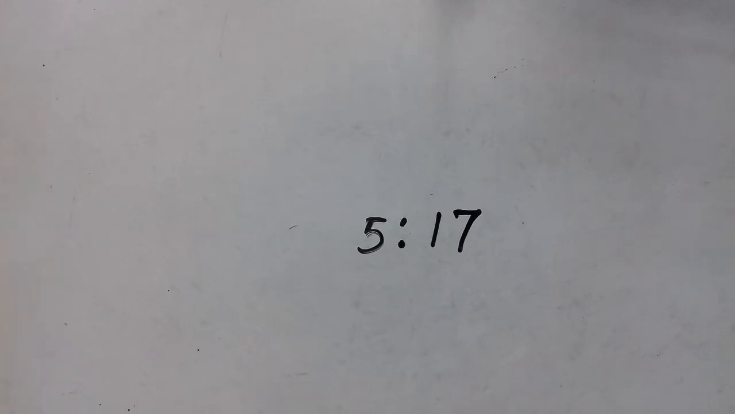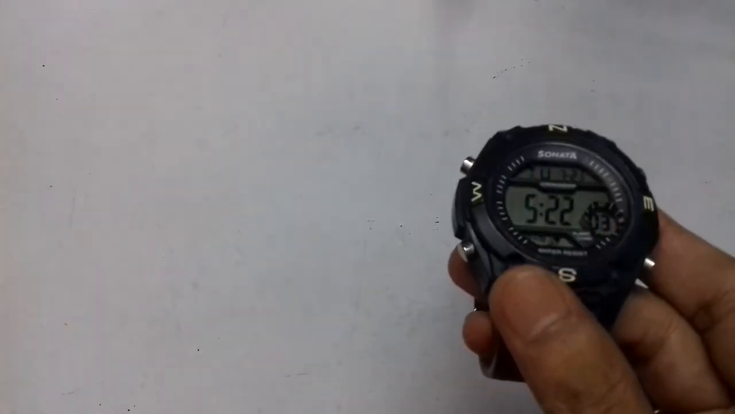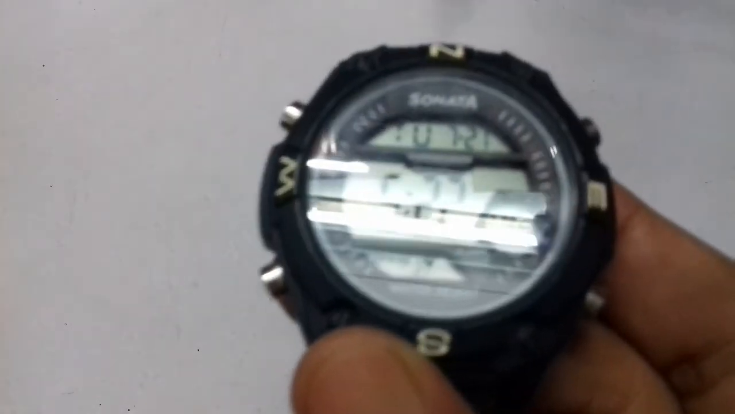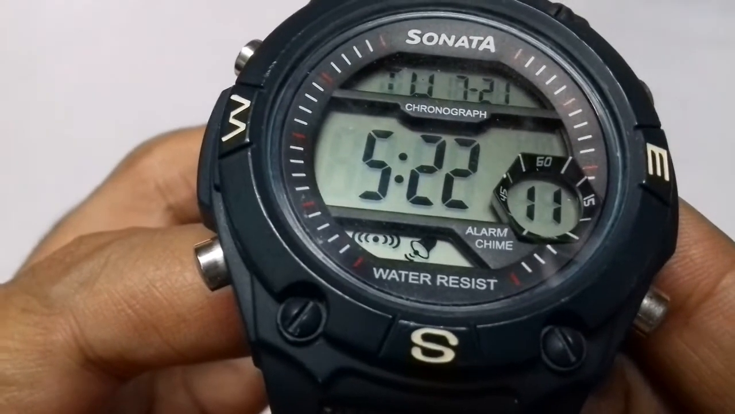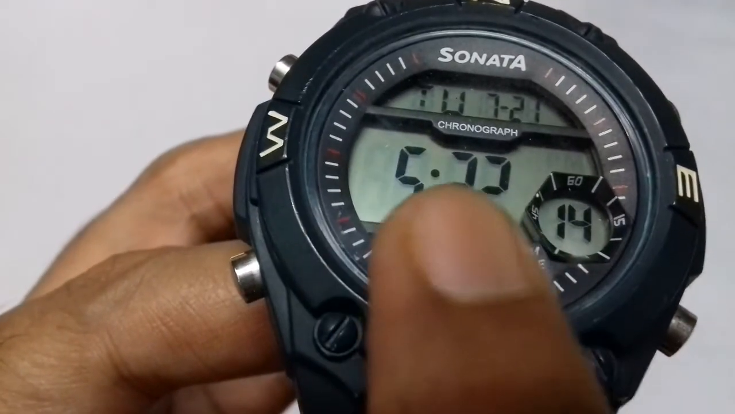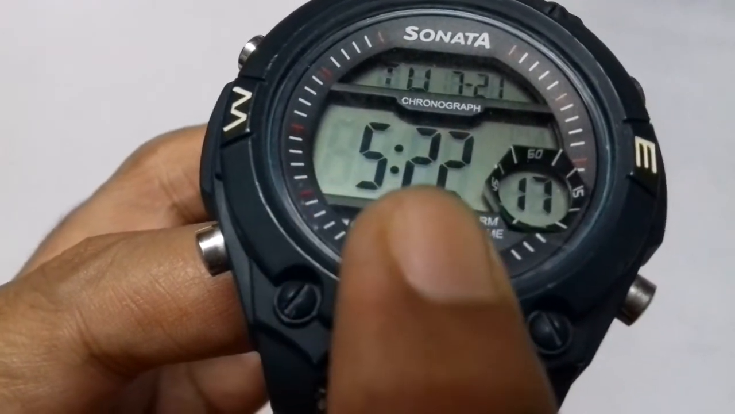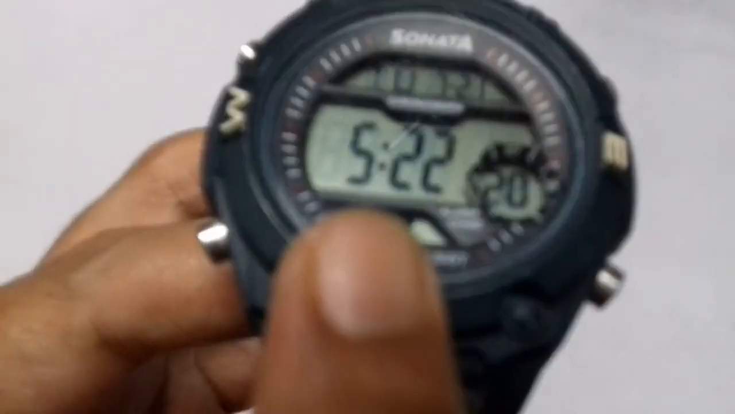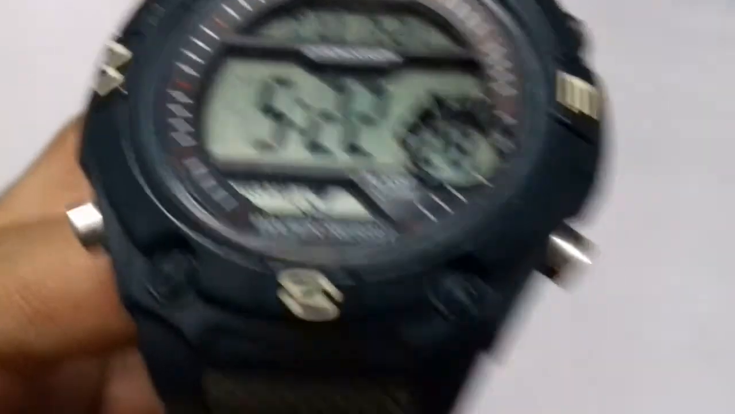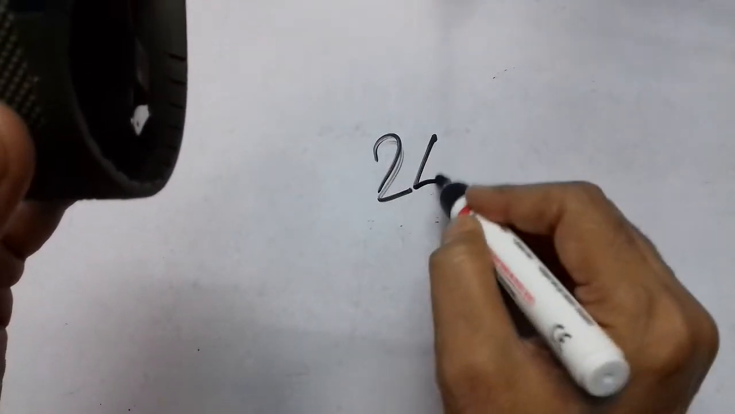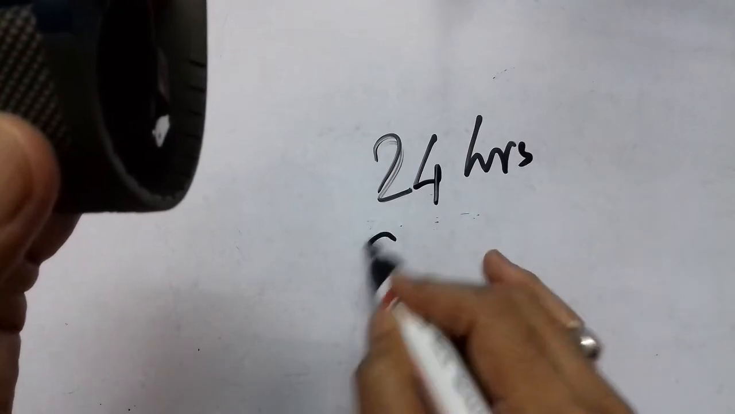We can't understand. So, another problem. To avoid all these problems, we use this watch, this type of clock. This is called digital clock, digital watch. Digit means these are numbers. It is 5:22. Generally, the digital clocks are made on the basis of the 24-hour clock system.